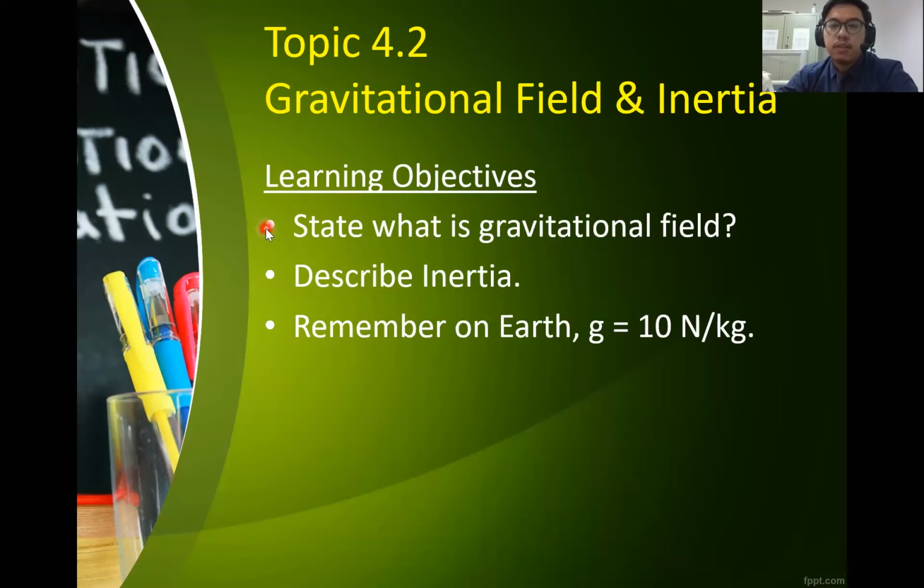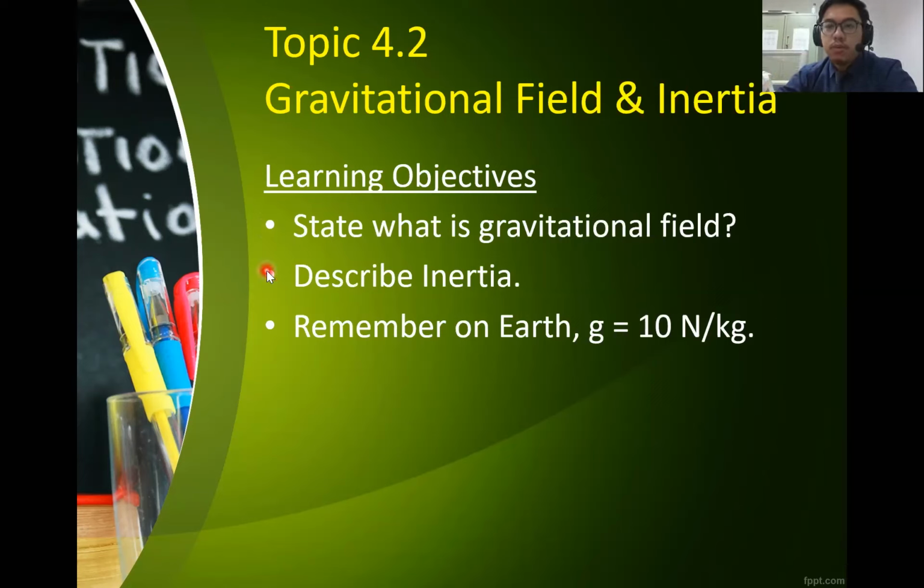What is a gravitational field? A gravitational field is basically a region or an area around a certain object. When you enter the field or enter the area, you will experience a gravitational force, or you will experience gravity pulling you down. So the Earth has a gravitational field. That's why we feel the Earth's gravity pulling us down towards the Earth.